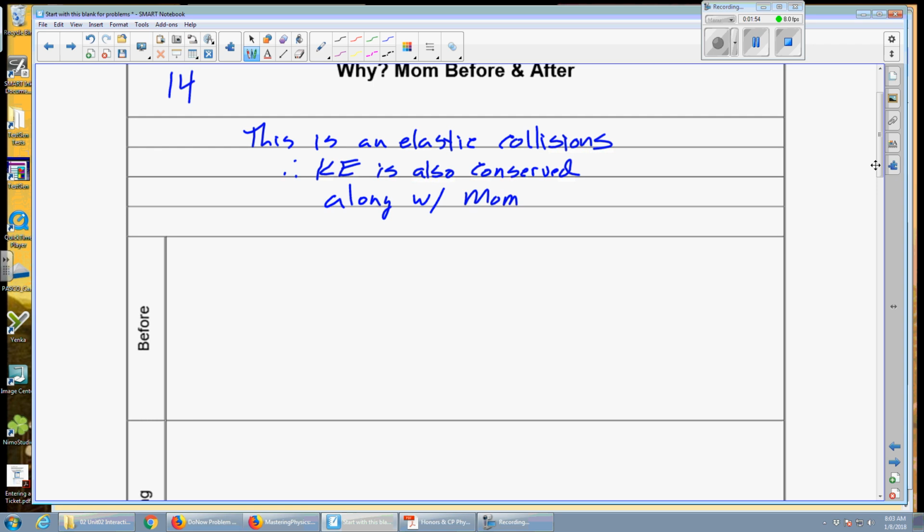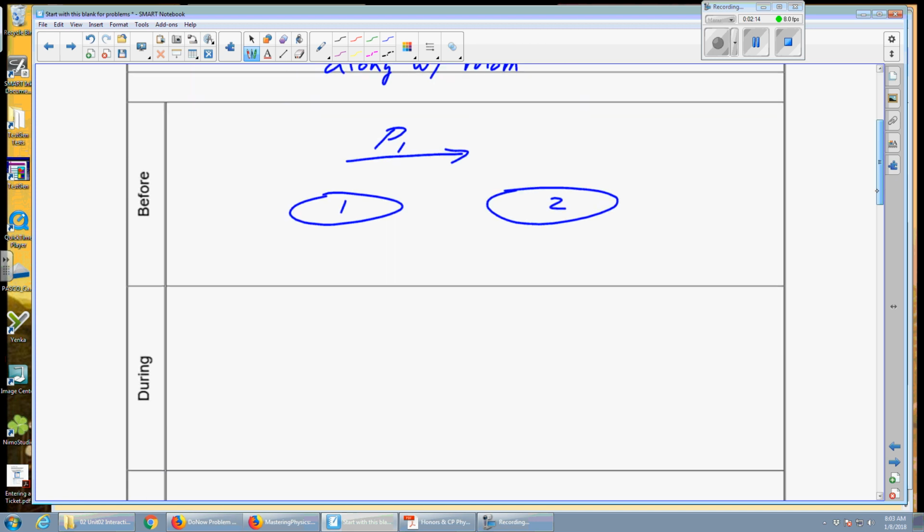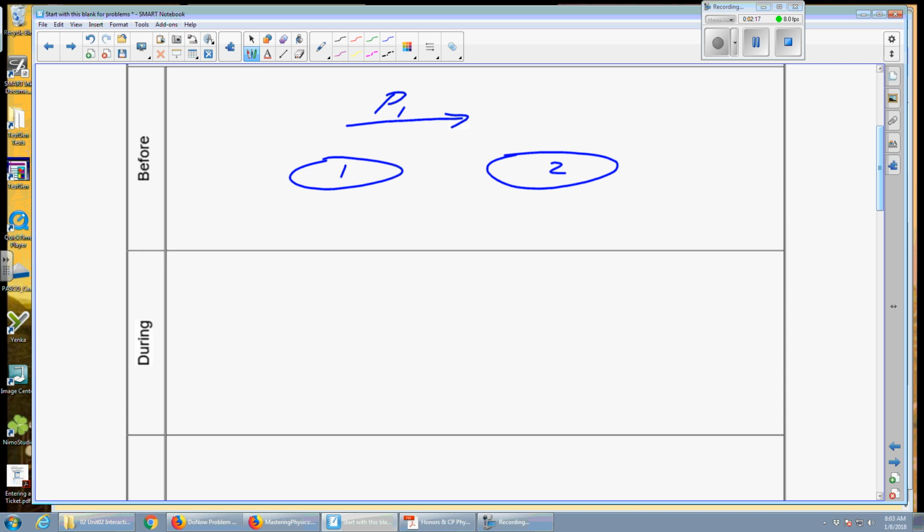So, curling stone 1 and curling stone 2, and beforehand, I'm going to call that momentum 1. Then during, they're going to be in contact with each other, and I'm going to have equal and opposite impulses: impulse on 1 caused by 2, impulse on 2 caused by 1.